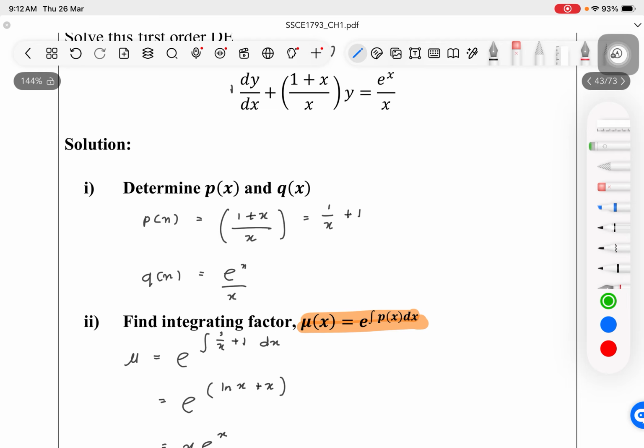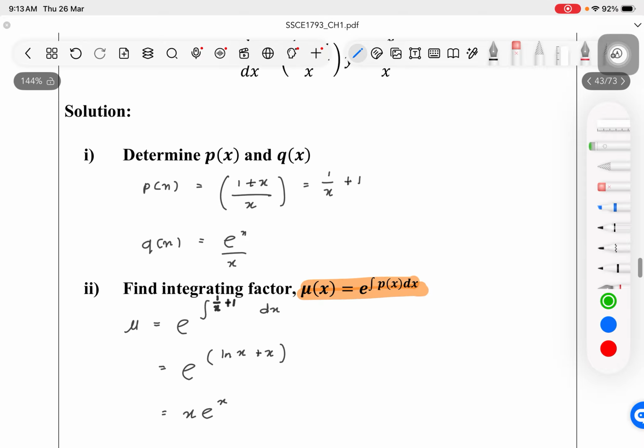To find μ, e to the integral of p(x), so p(x) is 1 over x plus 1. Integrate 1 over x plus 1, and you obtain ln x plus x. Using the law of exponents, e to the ln is cancelled out, so it becomes x e^x. So μ(x) is equal to x e^x.